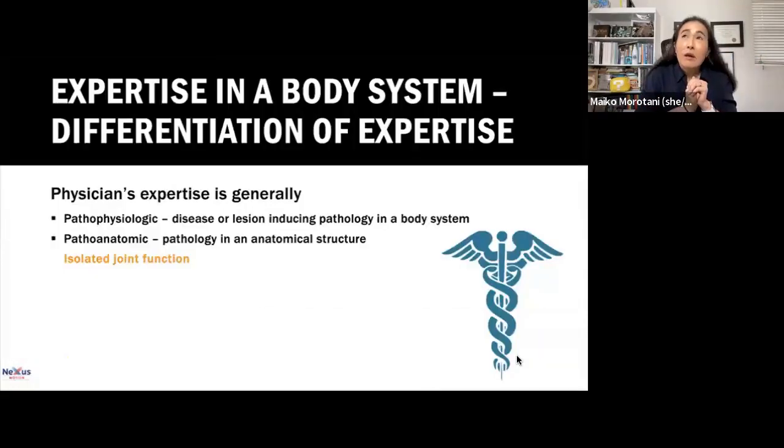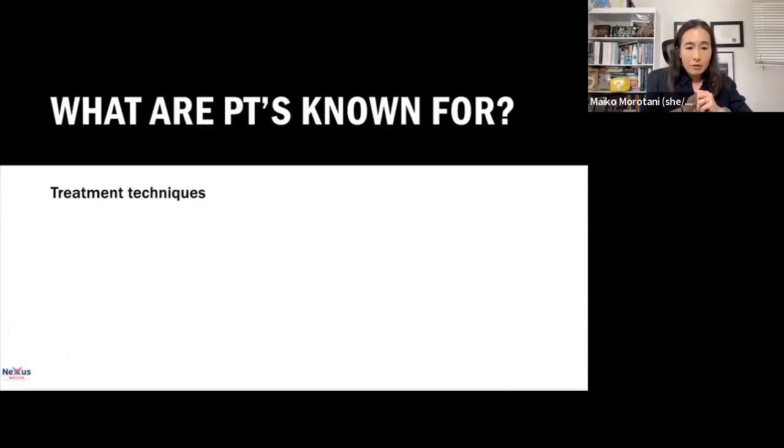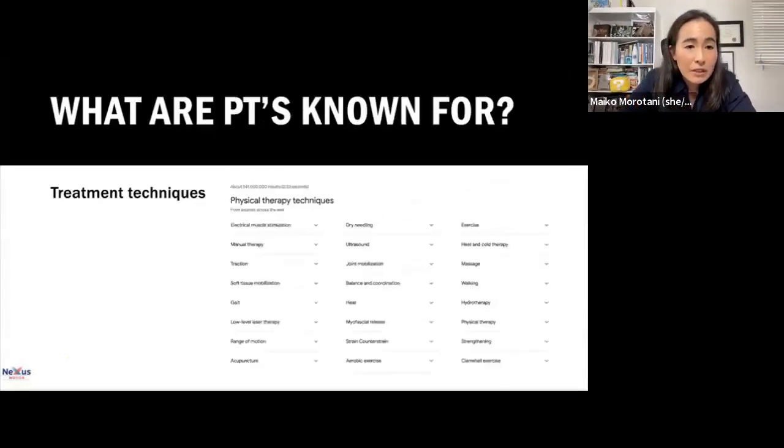So orthopedic surgeons, many of them, might be specialists in hand, or they just see spine patients, or they mostly do hip surgeries, etc. So I actually Googled physical therapy techniques, and it took like 0.33 seconds to come up with all of these.